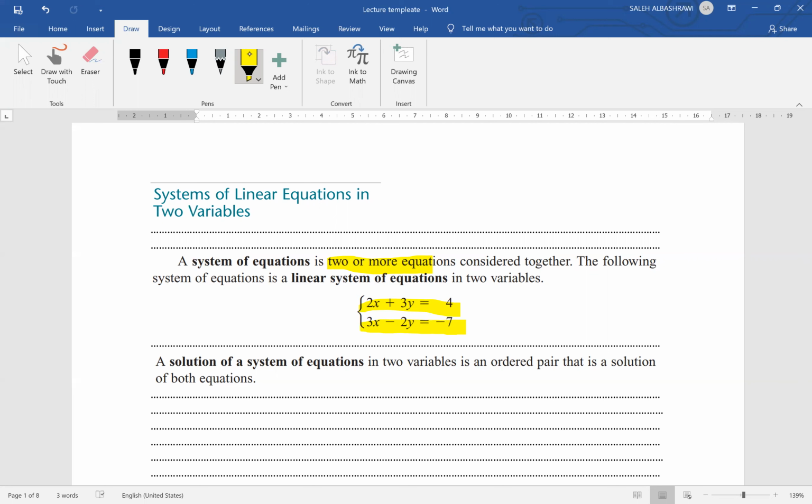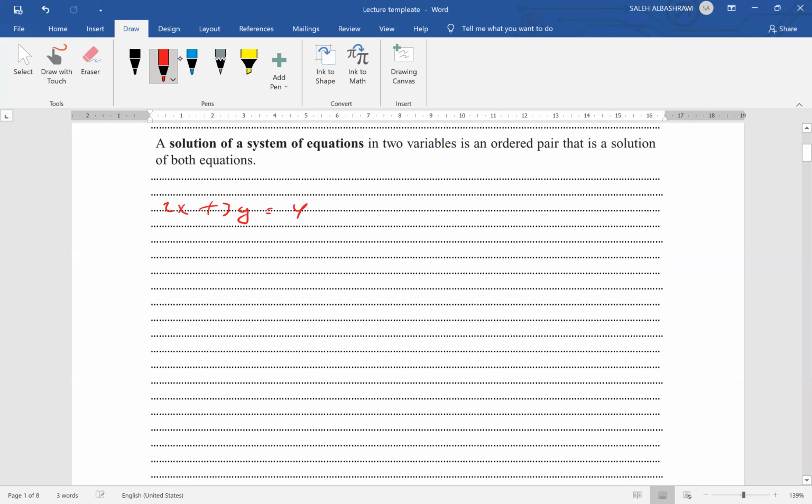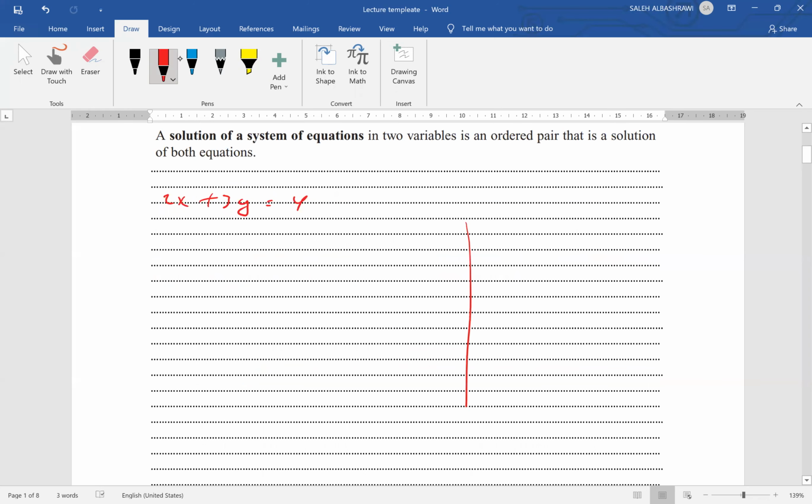Now, if we consider the equations separately, if I take the first equation, 2x plus 3y equal to 4, this is a linear equation, and it has an infinite number of solutions. Let me take the first equation, 2x plus 3y equal to 4. Let's try to sketch this equation. It is a linear equation, which means we must have a line.